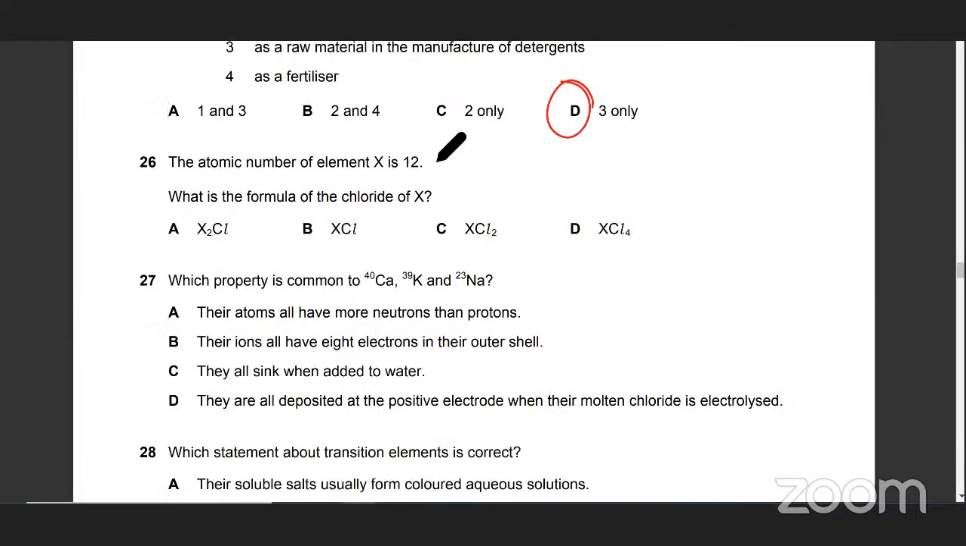So the atomic number of element X is 12. What is 12 किसका होता है? Mg का होता है. ठीक है, Mg is 12. तो what is the formula of the chloride of X? तो Mg group 2 में होता है. C. So it's going to be C. ठीक है, it's going to be, because Mg is going to be 2+ and Cl is group 7, so that's −1. So MgCl2 होगा. So C is the correct one.